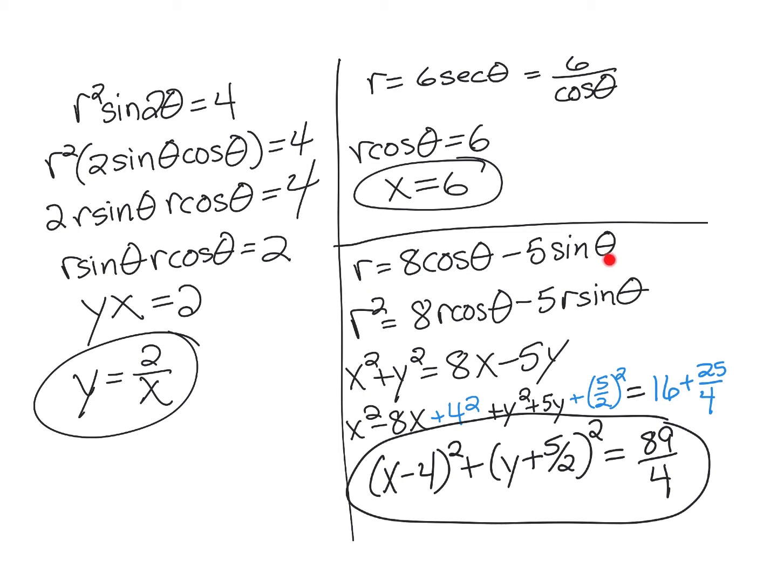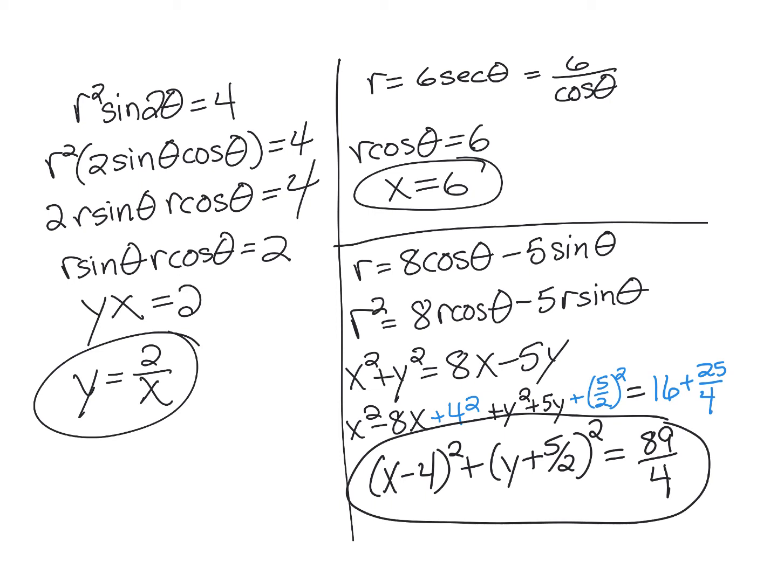This equation right here, if I multiply both sides by r, is easy to convert, and I'm going to distribute the r through here. That gives me x squared plus y squared, that gives me 8x and 5y, and I have this equation. Now, I recognize that that's a circle because the x and y are both squared with the same coefficients, same signs. That means it's a circle.